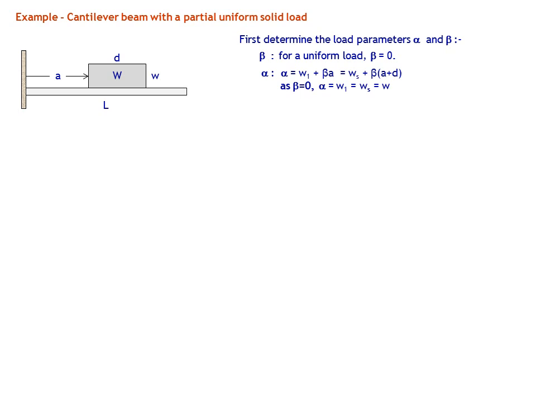When beta is 0, alpha is equal to either W_1 or W_S. But as these are the same for a uniform load, we'll just refer to them as a general w. Then the total weight, big W, which is equal to the weight per unit load times the load width D, becomes equal to alpha D.